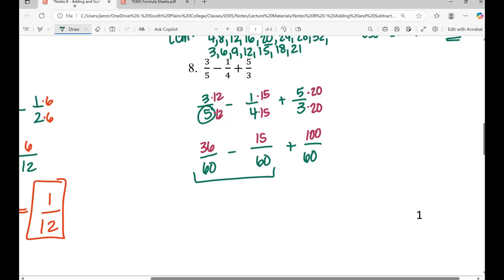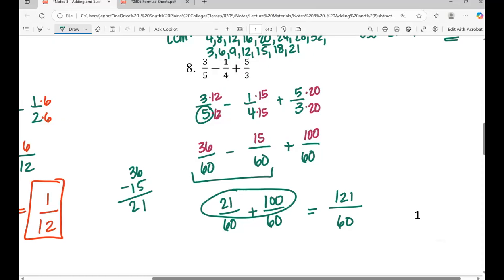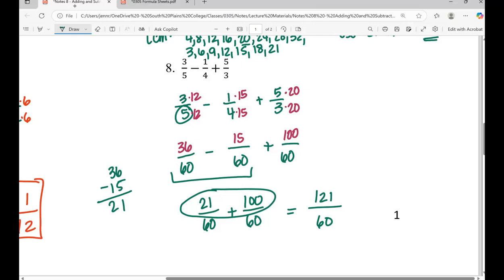Now, first two. I have 36 minus 15 across the top, leaves me with 21. Plus the second one, common denominator stays common. Add across the top this time. 21 plus 100 is 121. This is what we call an improper fraction.